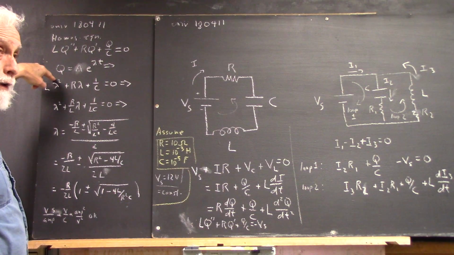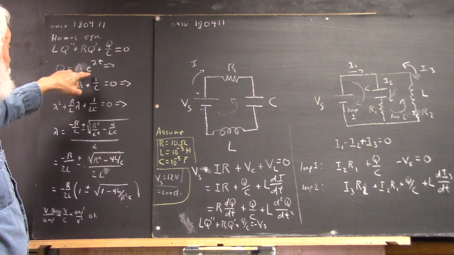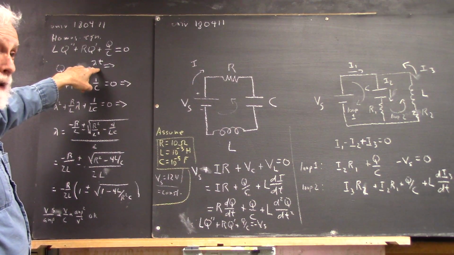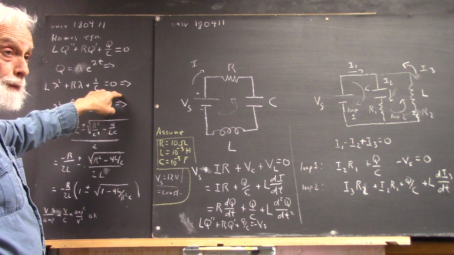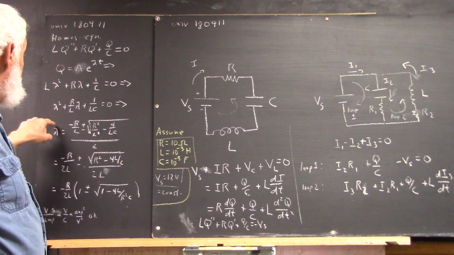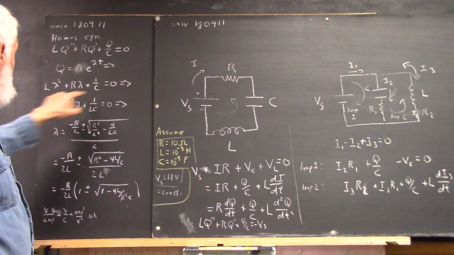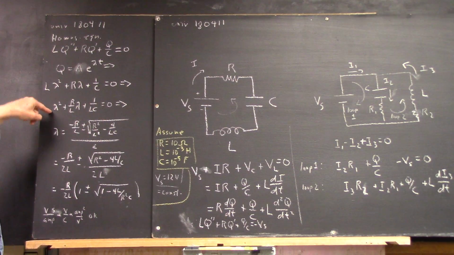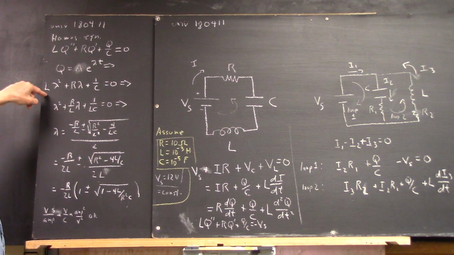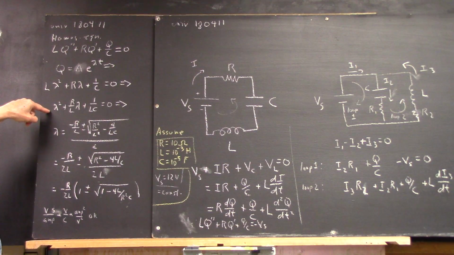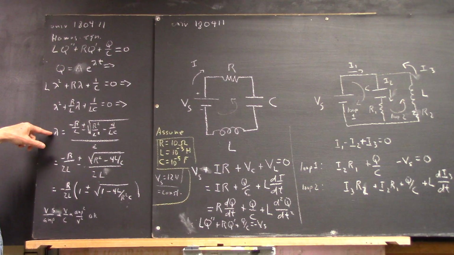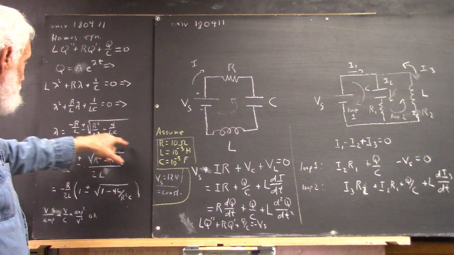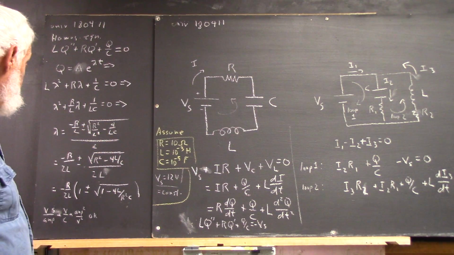we make the usual assumption that Q is some multiple of e to the lambda t. We get our characteristic equation. We write out the characteristic equation. Then we divide through by L, so we have a coefficient 1 on the lambda, although we could have left the L there if we wanted. Okay? Matter of taste. And we get lambda from the quadratic formula, and I'm not going to read it to you, I just wrote it down.